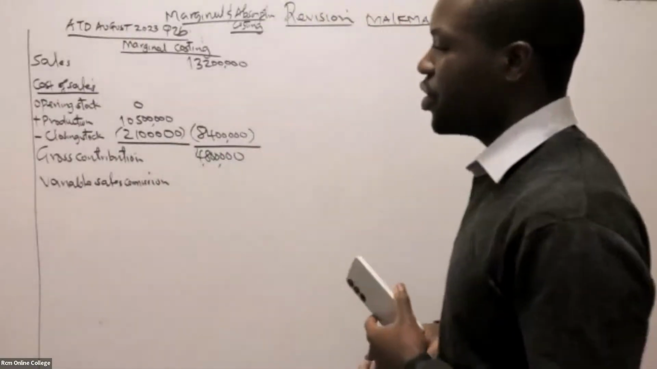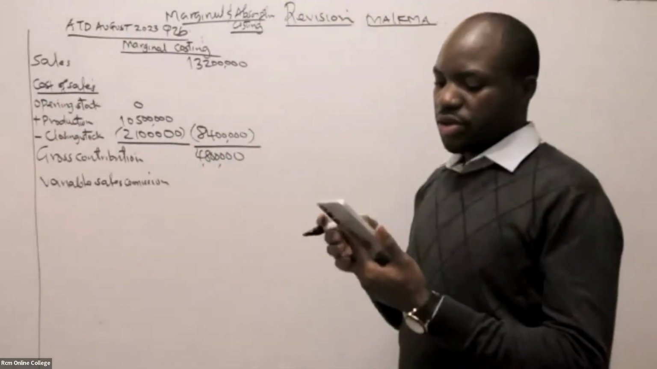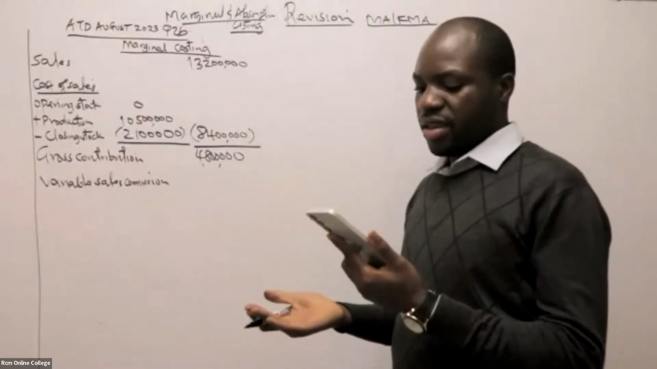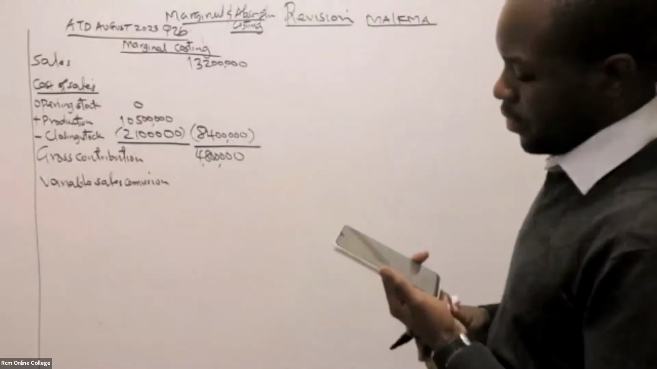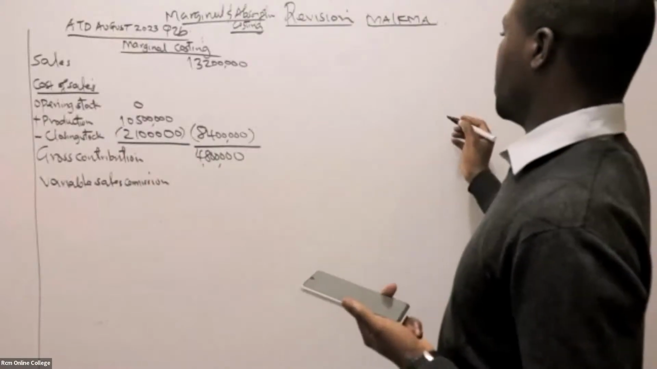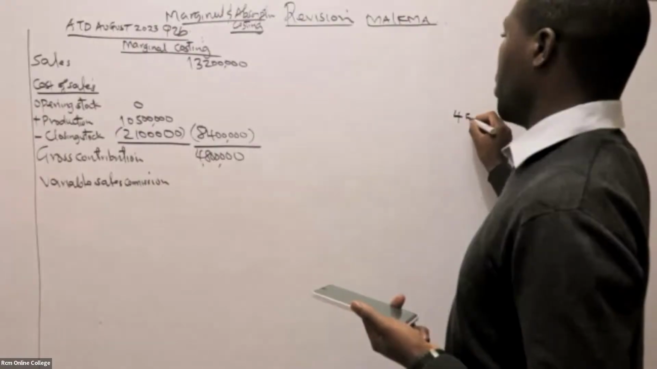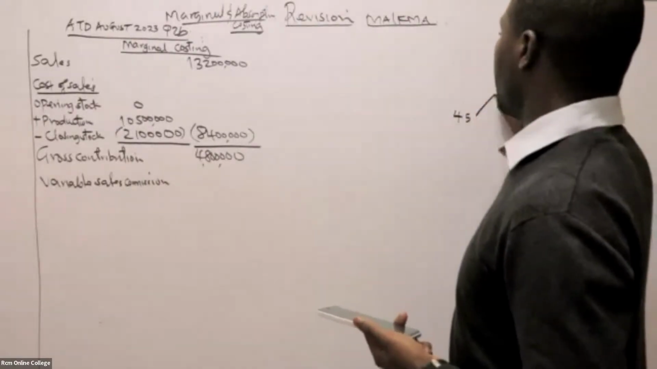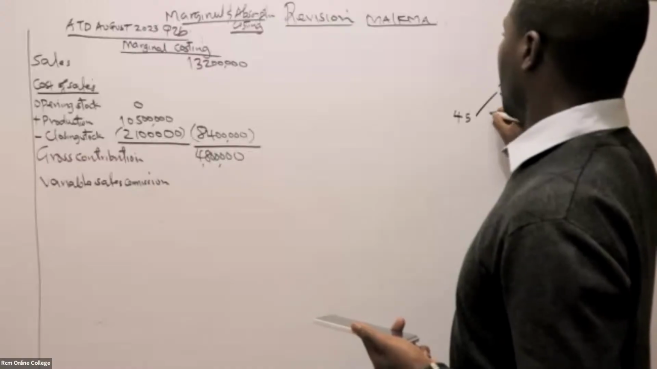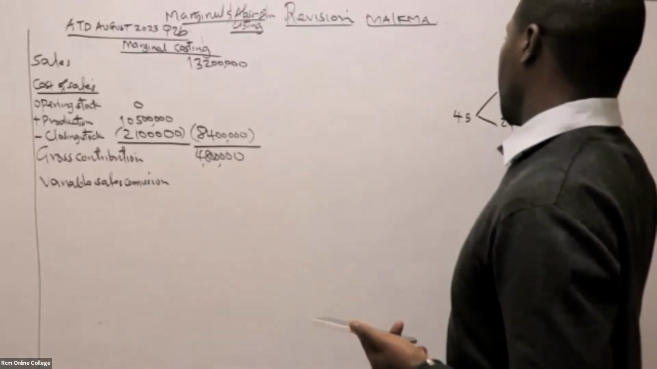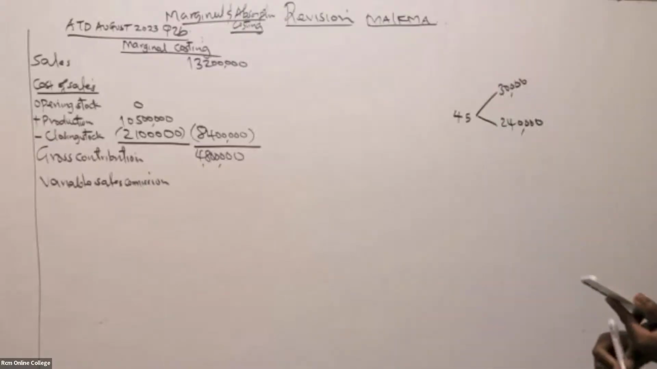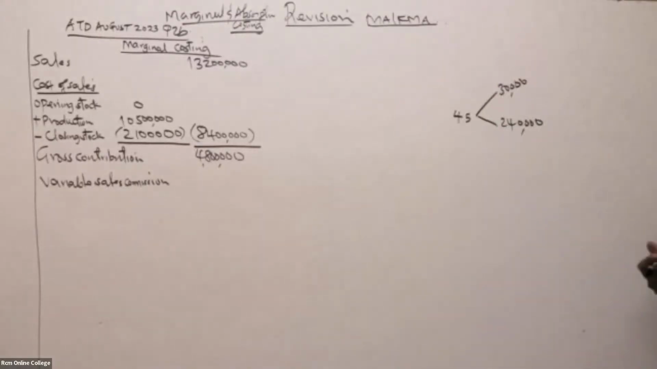Maybe in your exams, you will not be given the variable sales commission as a lump sum figure. What if the variable sales commission in your exams is equal to 45 shillings per unit? Will I multiply it by 30,000 or by 24,000? Assuming we need to take the actual, not budgeted, will I multiply it by 24,000 or 30,000?